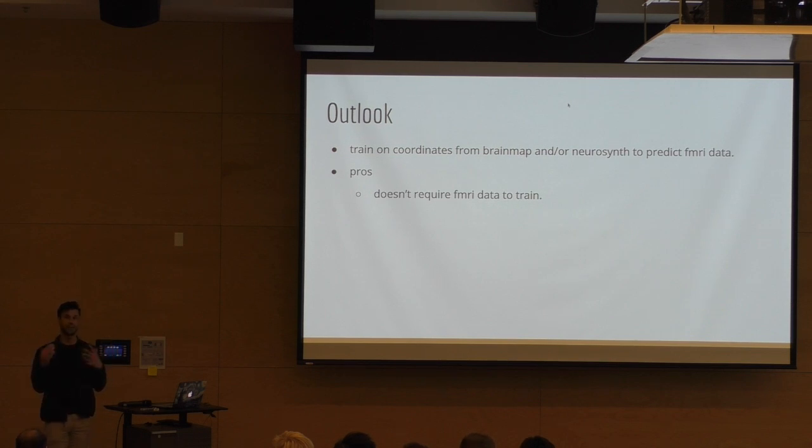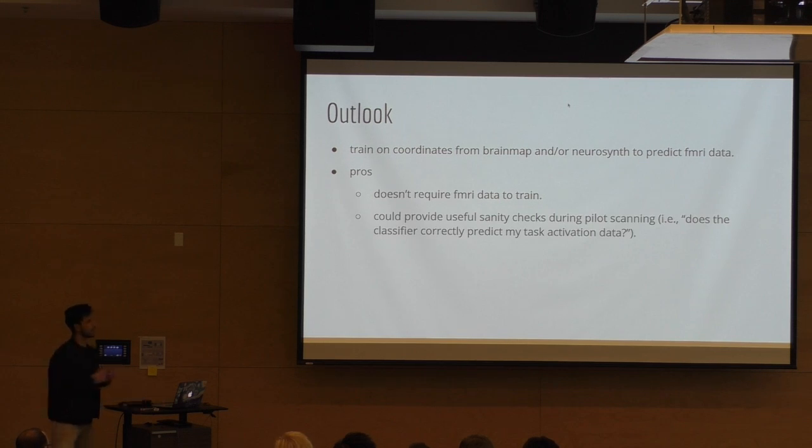I don't have hundreds and hundreds of subjects worth of fMRI data that I can train classifiers on to then go predict something else. So here, this might be evidence that you can use meta-analytic data to train a classifier and then go straight into your data collection at the scanner. It could provide useful sanity checks during pilot scanning. So for example, you could ask yourself the question, does the classifier correctly predict my task activation data? Like if a grant reviewer comes back to you and says, how do you know that your task is actually activating a memory network or a pain network? You might be able to hack something like this to sort of get at that answer.